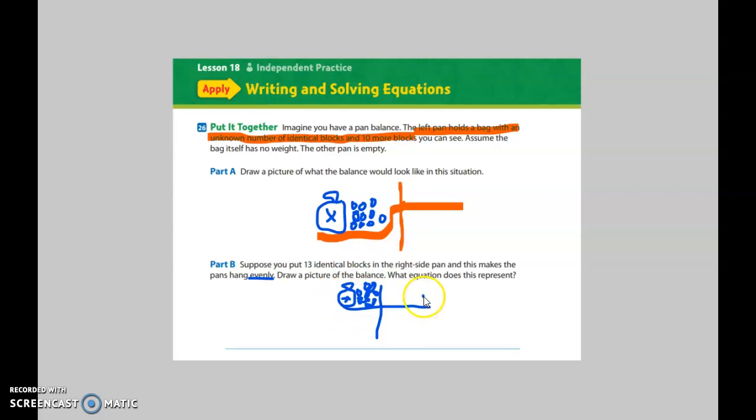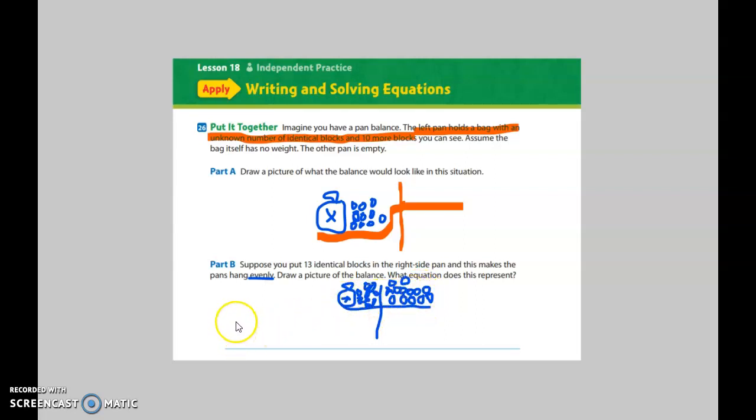And then on this side, I'm supposed to have 13. And it says that they hang evenly. So that tells me that this side is equal to the weight of this side. There's 4, 7, 8, 9, 10, 11, 12, 13. Okay, so you have 13 on this side, you have 10 and an unknown amount on this side.